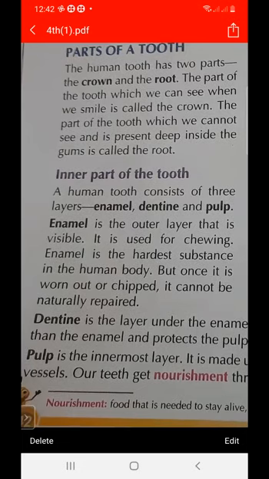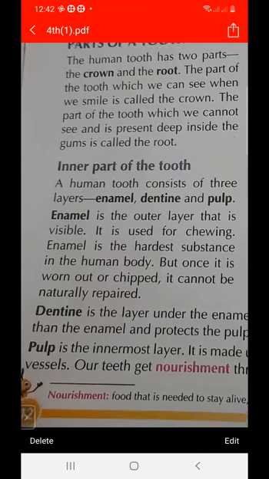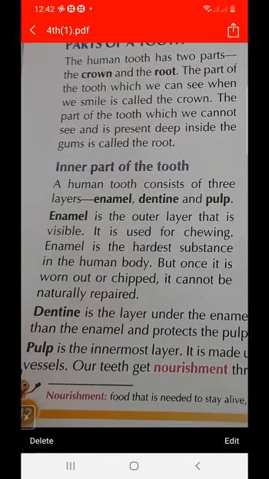What do you mean by enamel? It is the outer layer that is visible. The layer shown in the figure is enamel. It is white and it is the hardest substance in the body. But once it is worn out or chipped, it cannot be naturally repaired. So you have to take care of enamel.